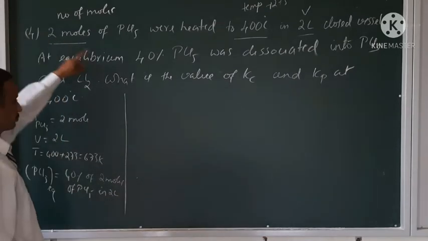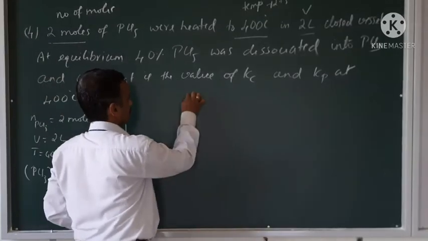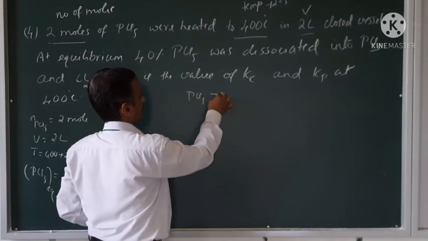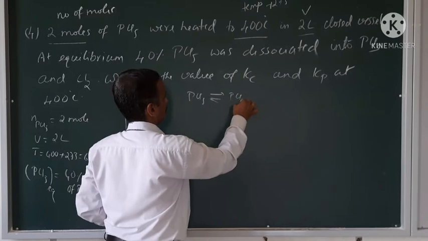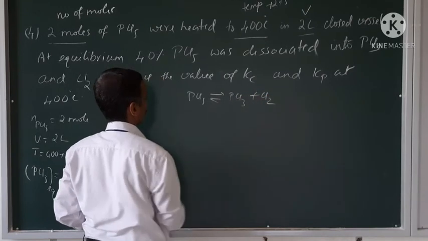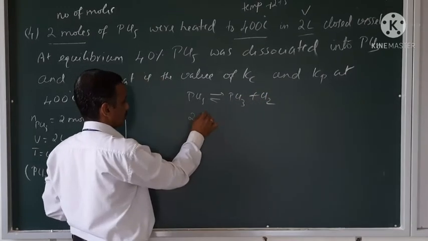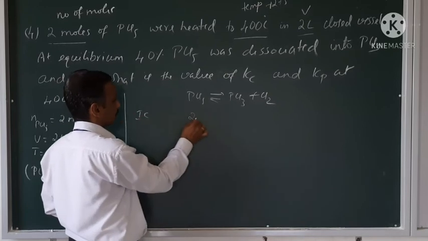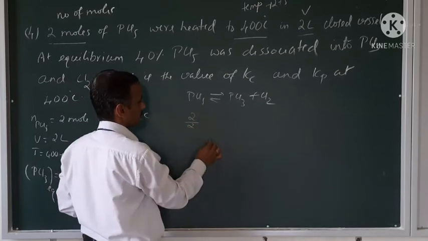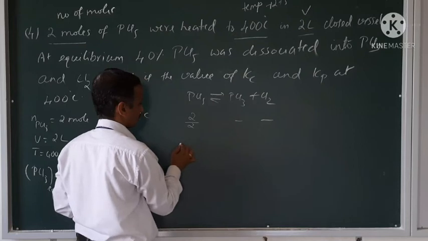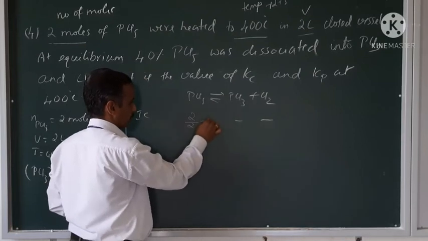So you see, the reaction is PCl5 giving PCl3 plus Cl2. He has given 2 mole as the initial amount. 2 mole per 2 liter. This is not that, this is not that. So this is equal to 1.